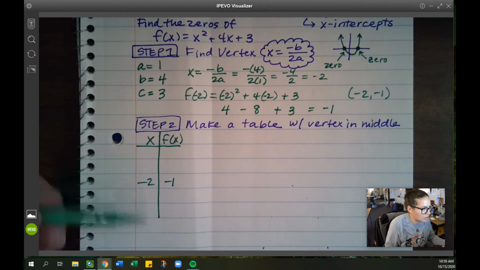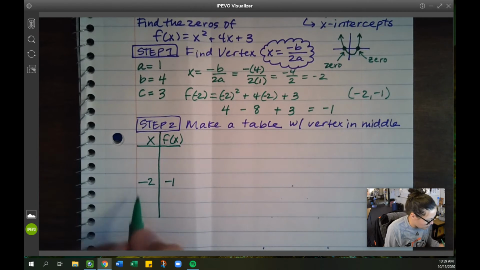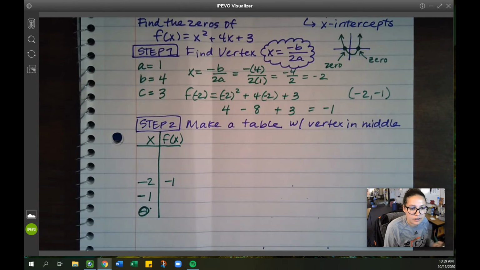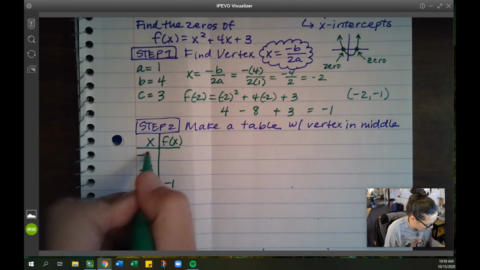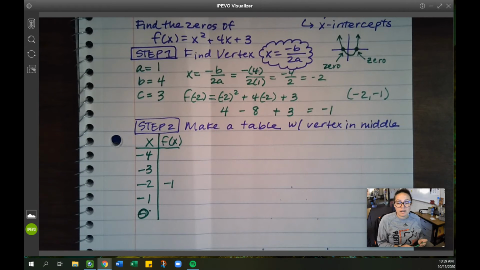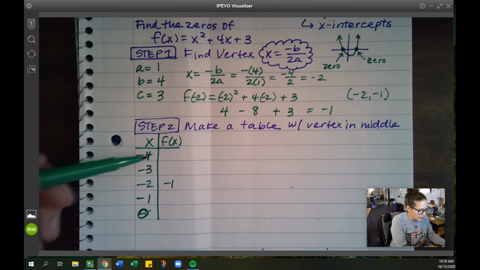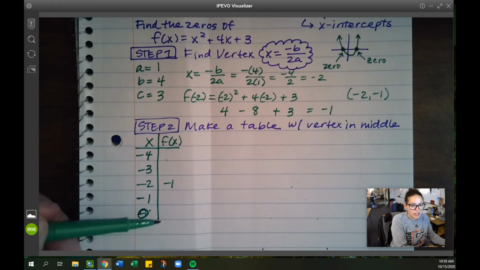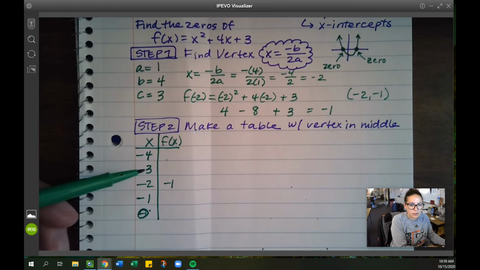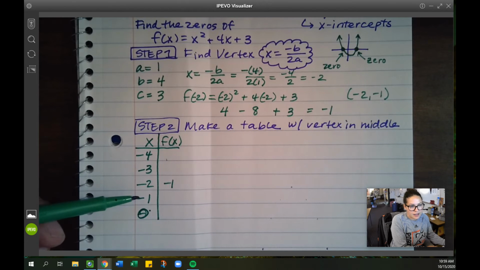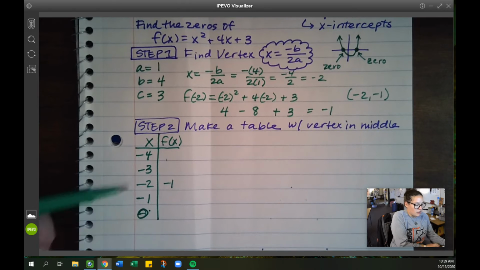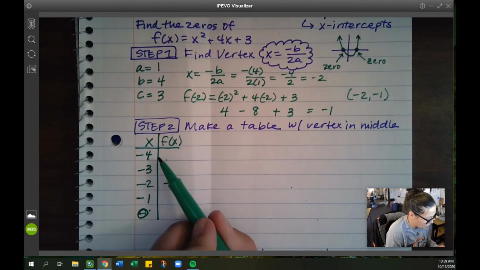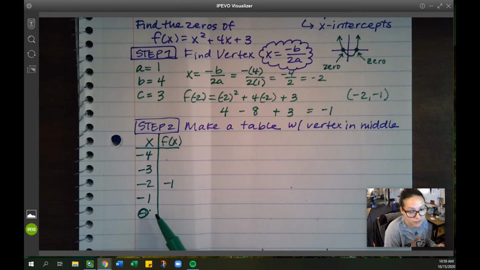And now I'm going to pick numbers on either side of negative 2. So if I go one way, I have negative 1 and 0, not negative 0. And on the other side of negative 2, I have negative 3 and negative 4. Now, the nice thing about a parabola is that the left side and the right side of the vertex are the same. So that means whatever I get for when x is negative 4, I'm going to get the same thing for when x is 0. And whatever I get for negative 3, I'm going to get the same thing for negative 1. So if I have to choose between negative 4 and 0, I'm going to choose f of 0.